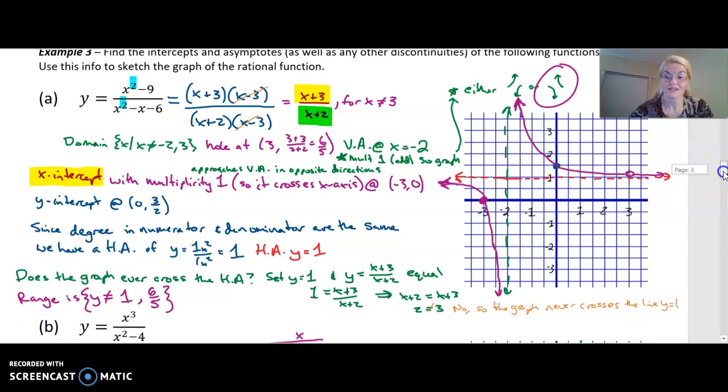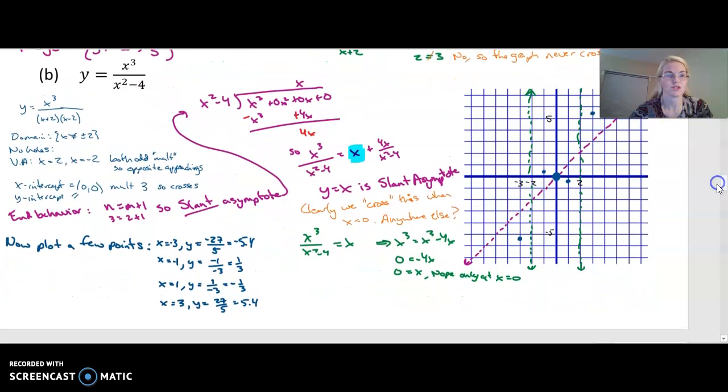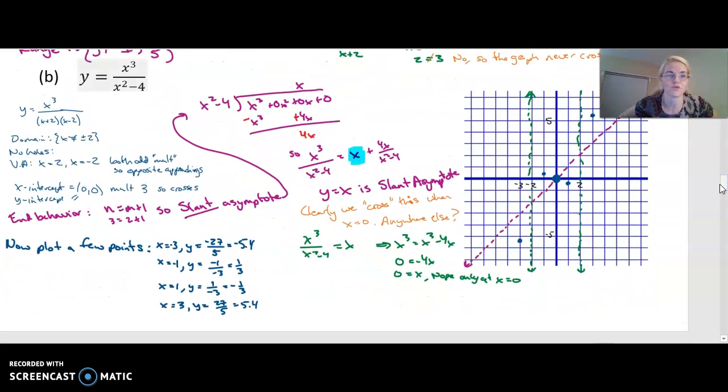So let's look at our next example, B. All right, y equals x cubed divided by x squared minus 4. So again, let's step through our process. First, domain. All right, factor the denominator. That's going to be x plus 2, x minus 2. So my domain is x cannot be plus or minus 2. Are either of these going to be holes? No, there's no simplifying to be done here. So there's no holes. So I've got two vertical asymptotes at 2 and at -2.